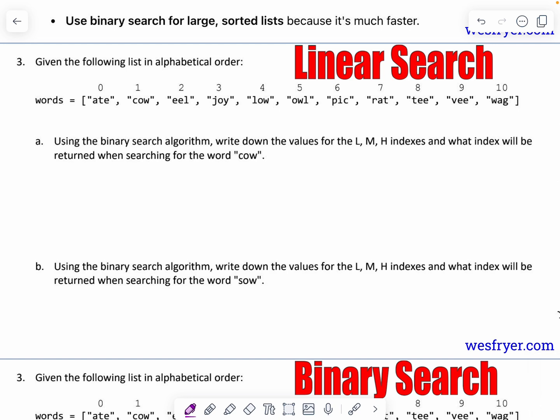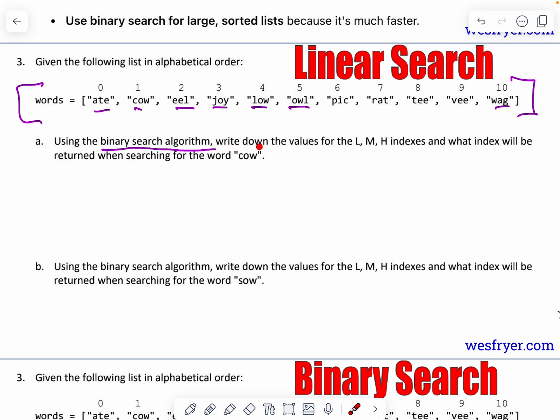Now, problem 3 asks us to use the binary search algorithm, but I want to go ahead and do a linear search to show you how this works. Now, this particular list happens to be sorted, right? It's alphabetized from A to W or whatever. It wouldn't have to be a sorted list for us to do a linear search. But to do a linear search, we're going to start item by item.